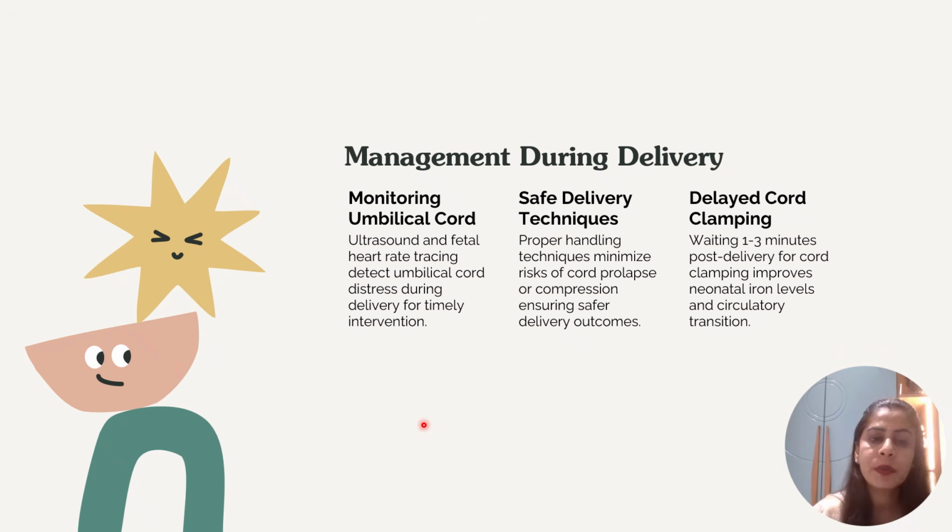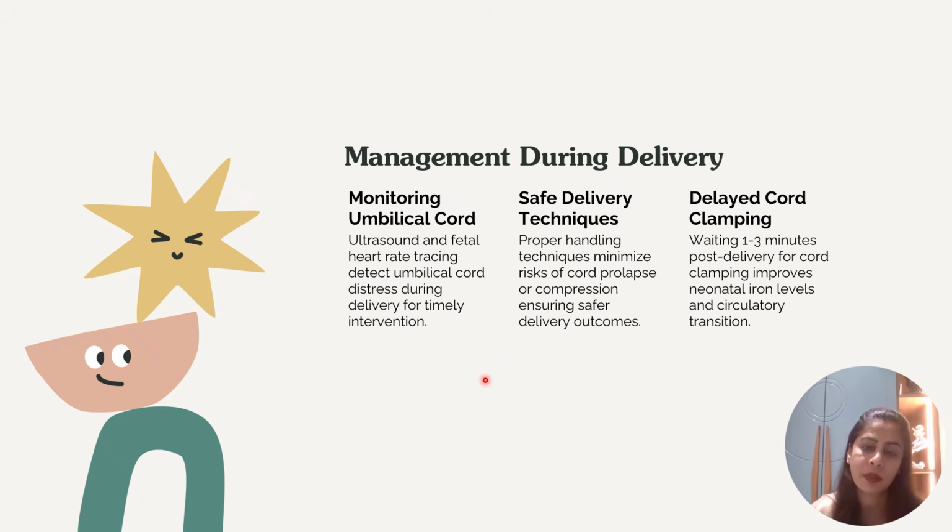Management during the delivery: monitoring the umbilical cord with ultrasound and fetal heart rate tracing to detect umbilical cord distress during the delivery for timely interventions, like watching closely. Doctors use ultrasonography and heart monitors to listen to the cord. If the baby's heart rate shows the cord is being squeezed, they can act quickly to help. So there should be a gentle handling technique. By using careful techniques, doctors make sure the cord does not get squashed or fall out too early, like a prolapse, during the birth process.